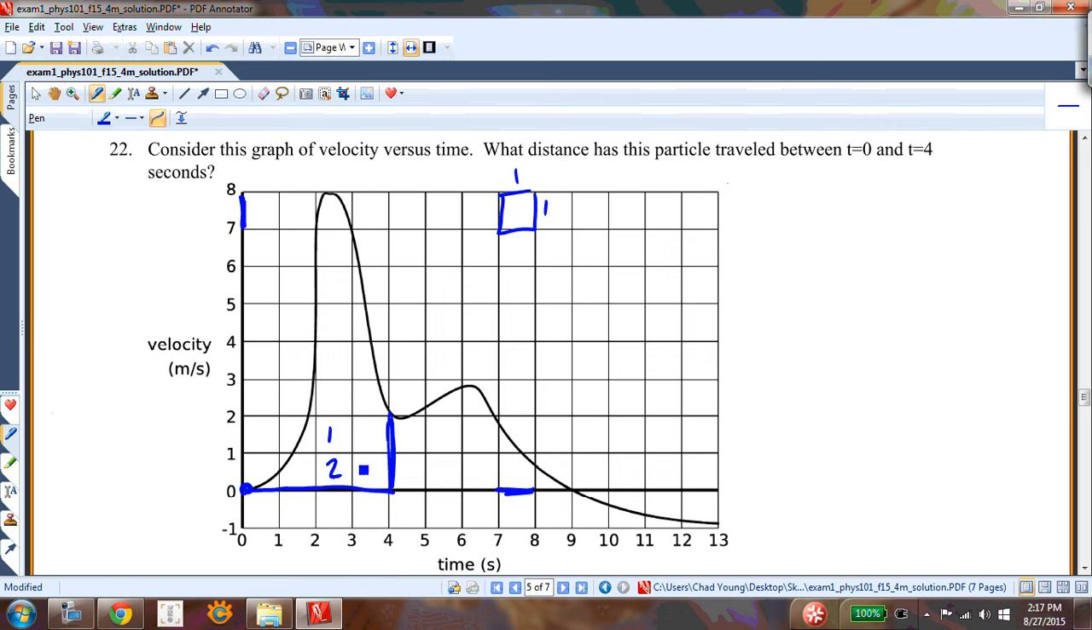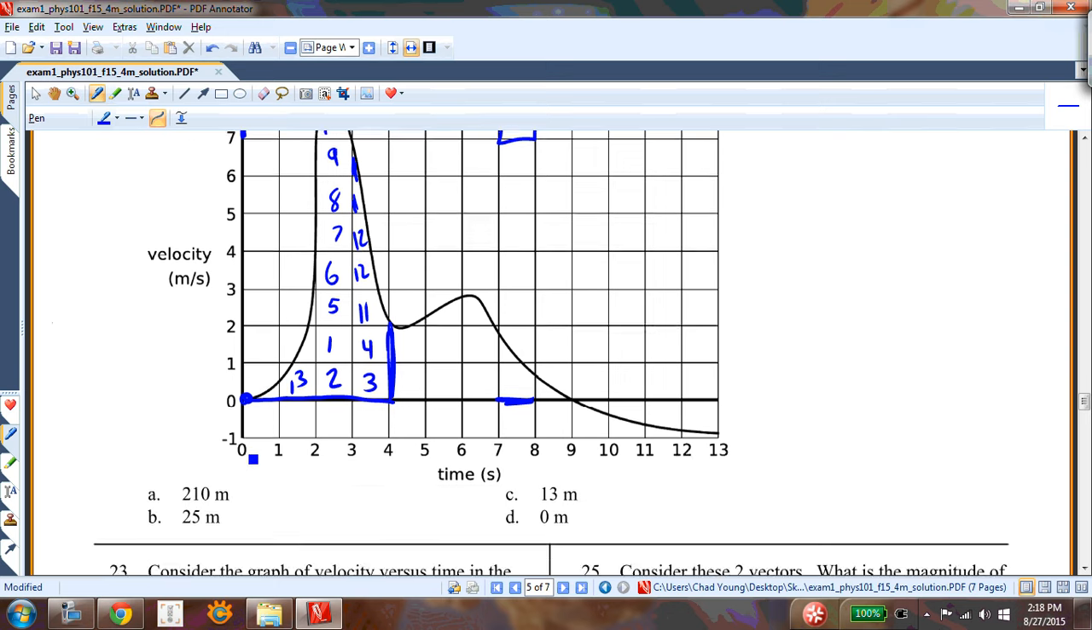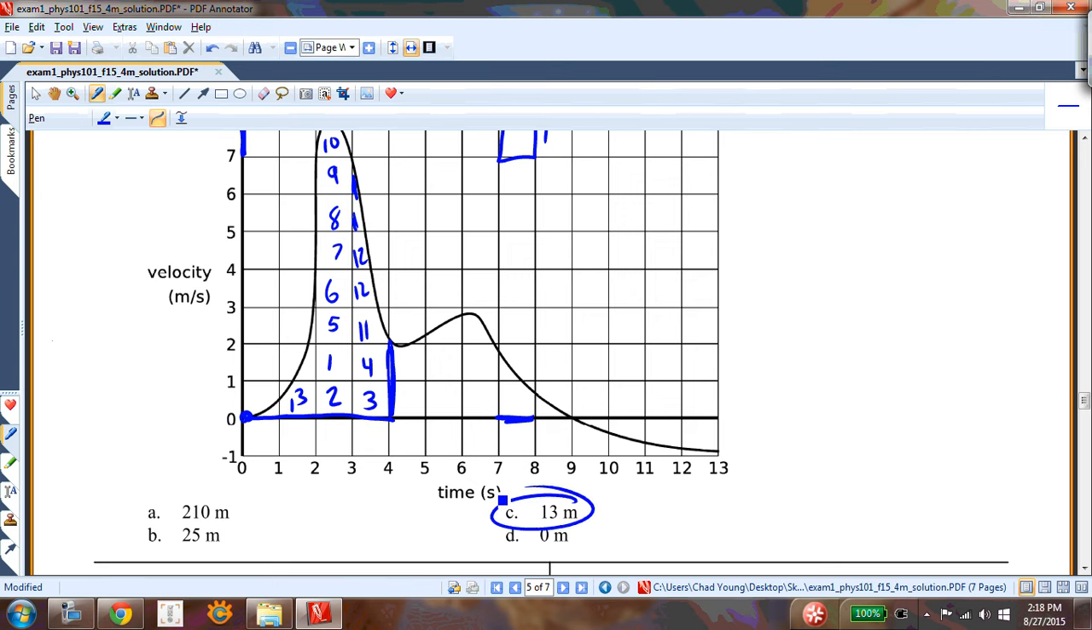1, 2, 3, 4, 5, 6, 7, 8, 9. I'll count this one and this one as 10, this one and this one as 11, and this one and this one as 12, and I'll count this one as 13. It looks like about 13, 14 meters or so. Yeah, C is the right answer, 13 meters. All these others are obviously not the answer.